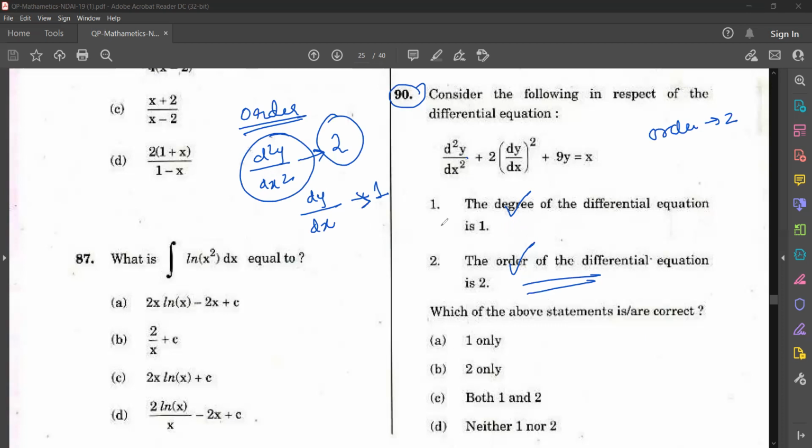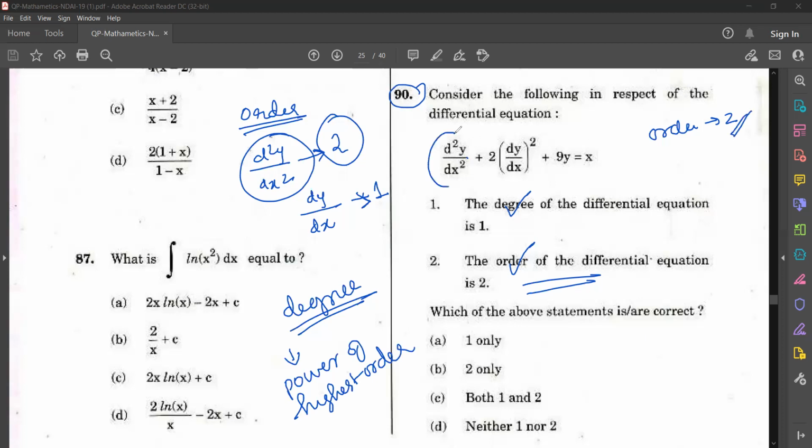Now what about the degree? Degree is the power of the highest order derivative. The highest order here is 2. What is the power of that? That is 1, isn't it? So the degree is 1. That is also correct. So you have to clearly understand the difference between degree and order. Most of the time, this question is repeatedly asked: either you have to find the degree or the order. Order means you have to check which is the highest order. Here dy by dx is there, d square y by dx square is there, so the highest order is 2.